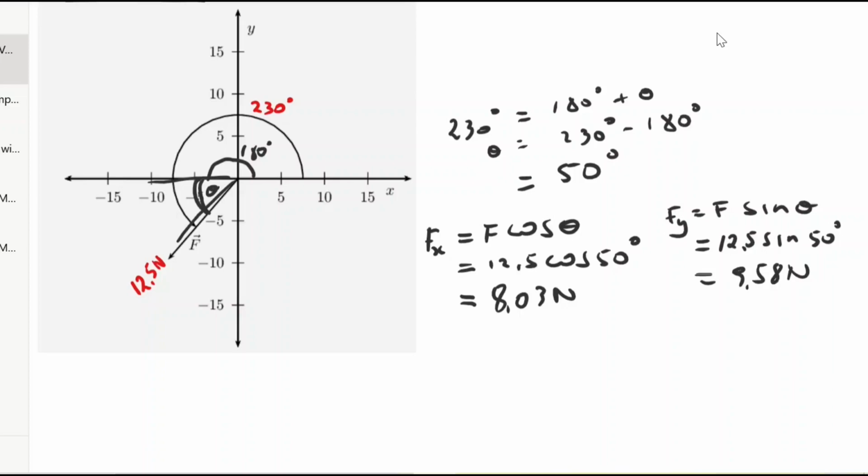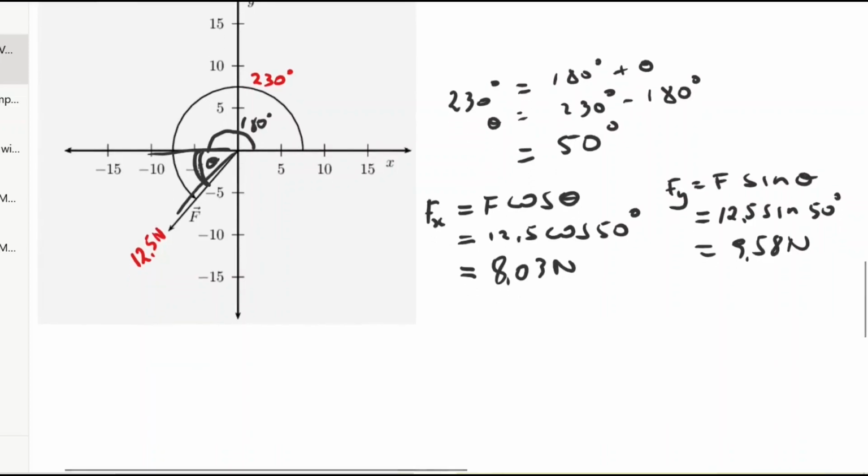What is the direction of these two forces here? Now the force is in the third quadrant. Now in the third quadrant, this is negative x-axis and this is negative y-axis. Now in the x direction, the force is going to be pointing left. So therefore, this is left. In the y direction, the vertical component is going to be pointing down. So this is down. We need to write down here.